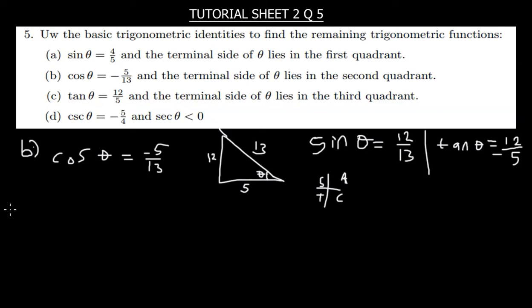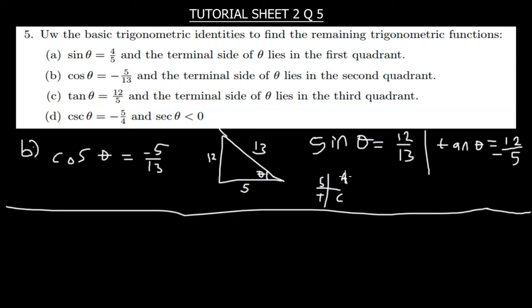We move on to the next one, which is C. So C is tan theta is equal to 12 over 5. So you draw the same triangle again. Tan theta is equal to 12 over 5. Then they are saying the terminal side of theta lies in the third quadrant. Anyway, let's check. So the terminal side of theta lies in the third quadrant.